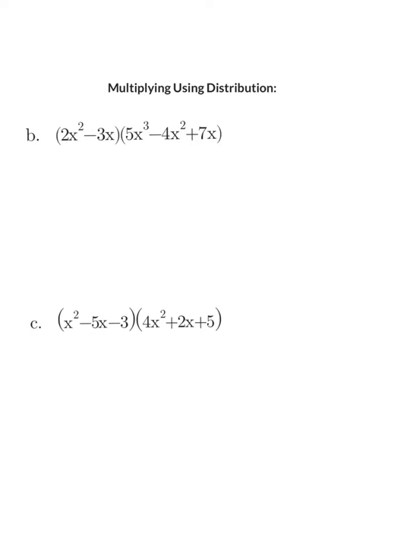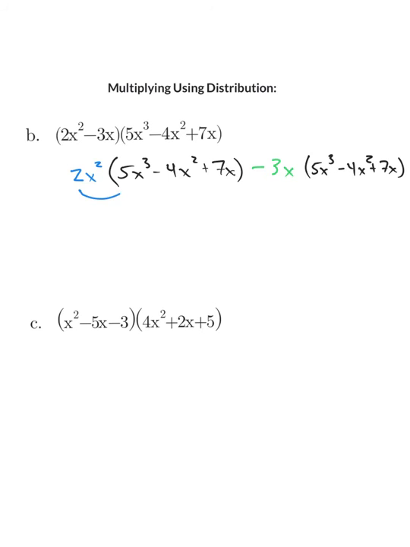So my first step is I want to multiply 2x squared times everything in the second set of parentheses, minus 3x times everything in the second set of parentheses. So if we do this now, we get 2x squared times 5x cubed is 10x to the 5th.